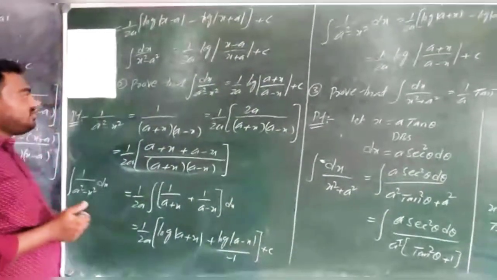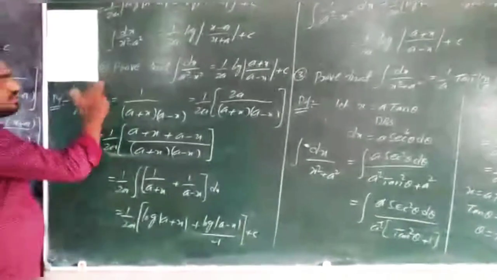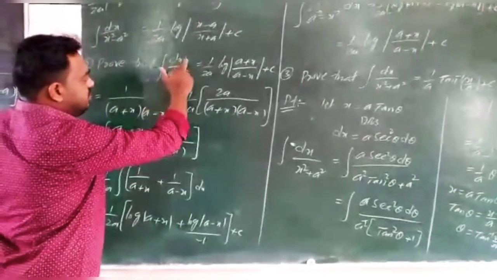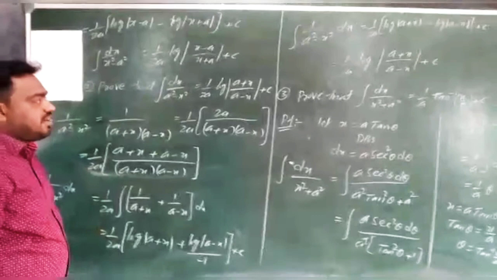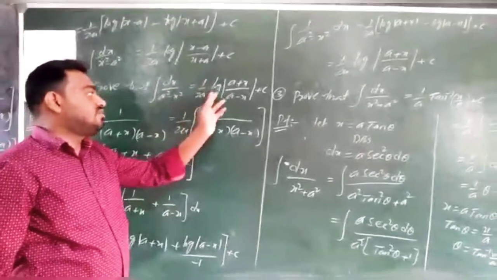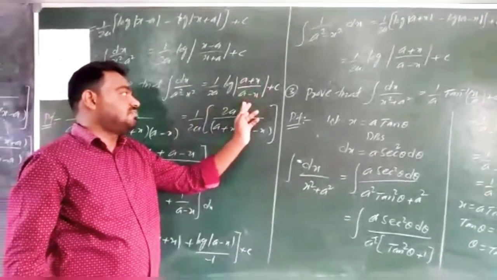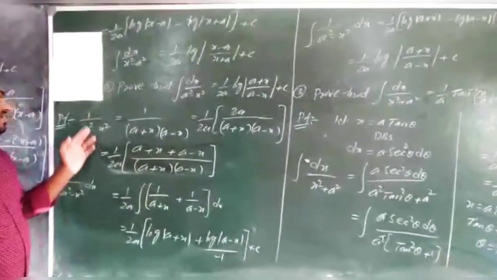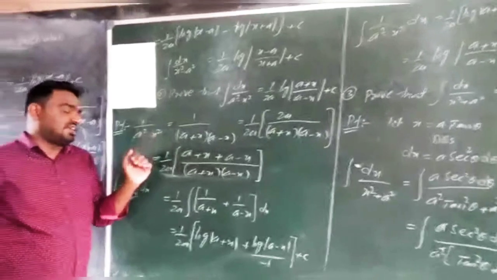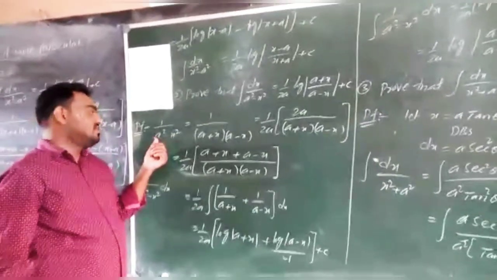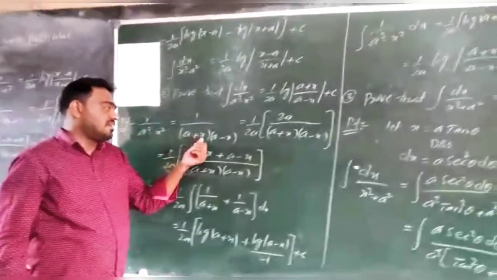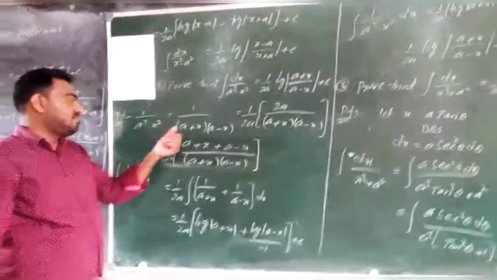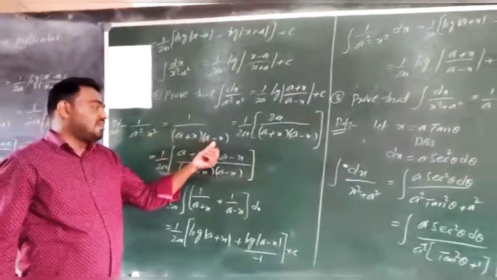This is the proof. Next, second question: prove that integration of dx by a square minus x square is equal to 1 by 2a into log of a plus x by a minus x plus c. Proof: 1 by a square minus x square. This is also in the form of a square minus b square, a plus b into a minus b.